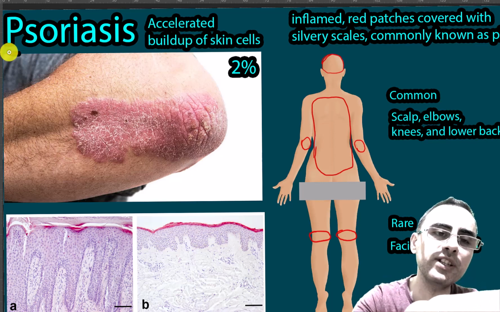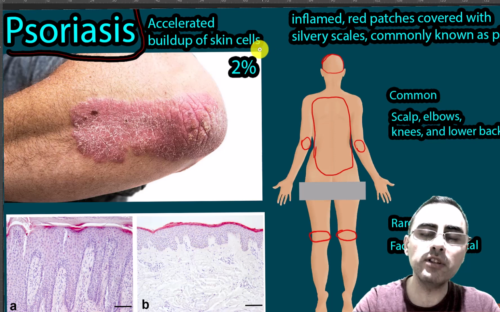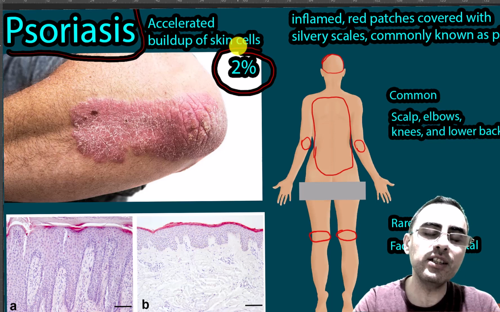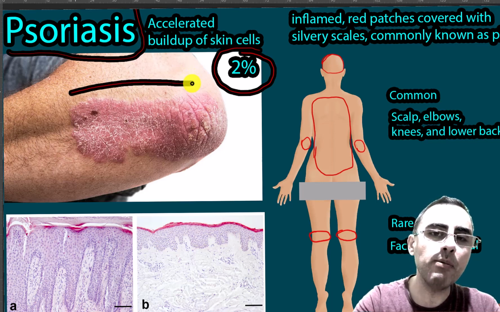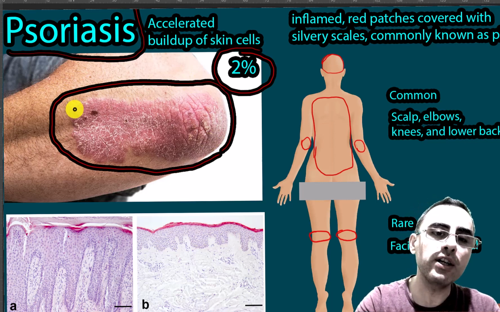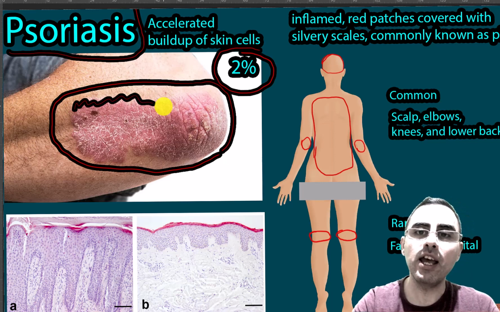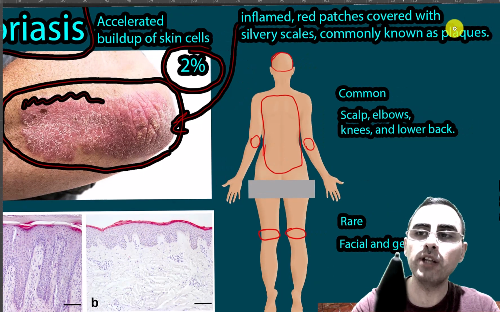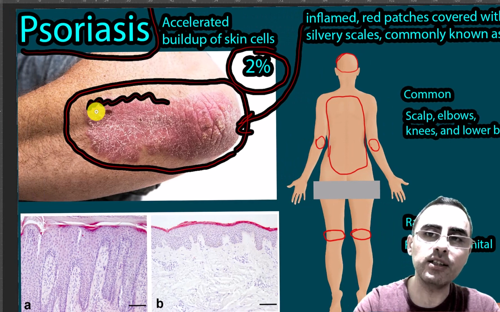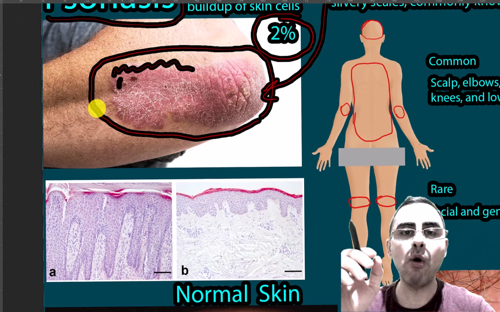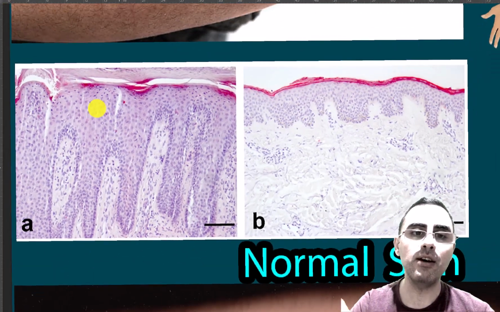Psoriasis is an autoimmune skin condition which affects around 2% of the world population. The main idea of psoriasis is accelerated buildup, or accelerated growth, of skin cells. It causes inflamed red patches covered with silvery scales, commonly known as plaques. So the idea of psoriasis is accelerated growth of skin cells, and you can see it very clearly here.